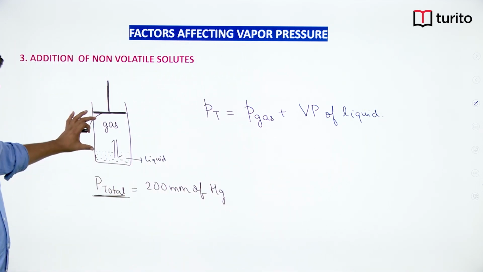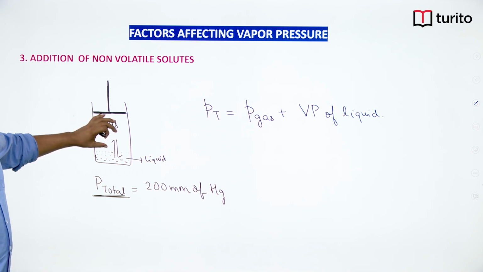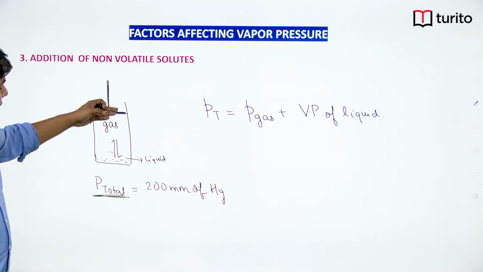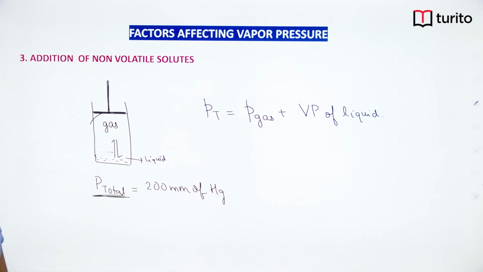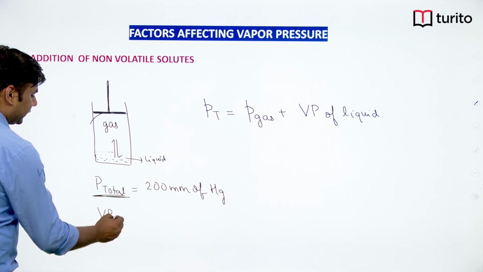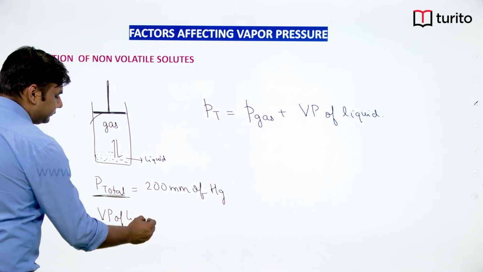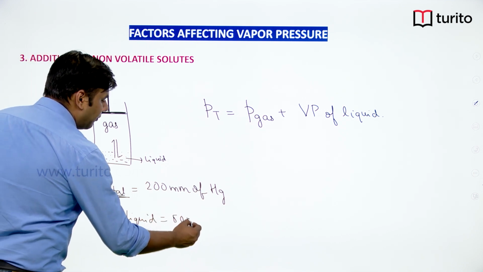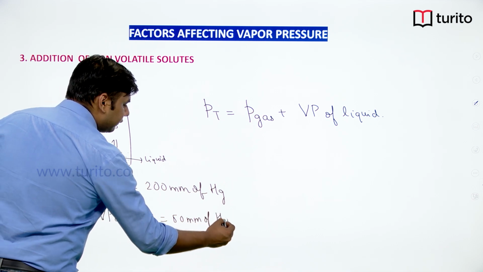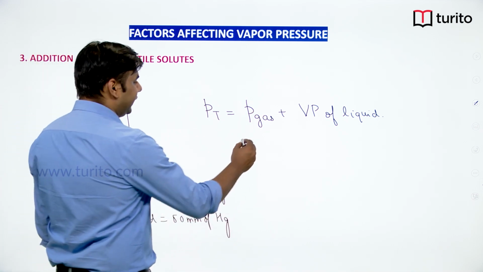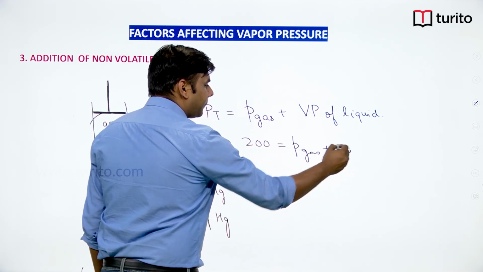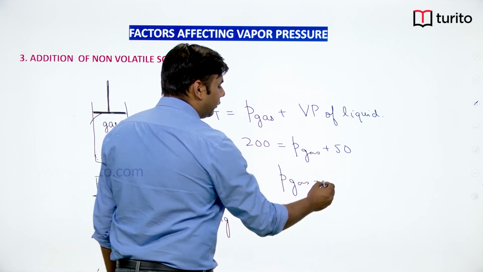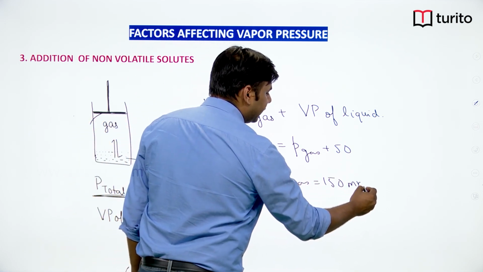Because the space above the surface of the liquid has gas as well as the vapor of this liquid, the vapor will exert a pressure, the gas would also exert a pressure, and the total pressure would be the pressure of gas plus the vapor pressure of the liquid. Now suppose the vapor pressure of the liquid was given to us as 50 mm of Hg. So the pressure exerted by the gas would be 150 mm of Hg. I hope this is clear.